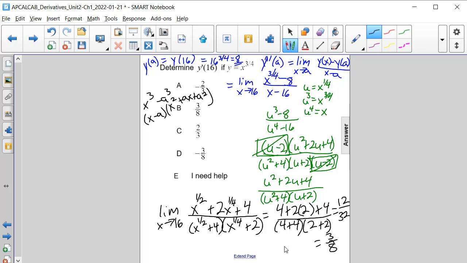So that is y prime of 16, which is 3/8, or answer choice B.